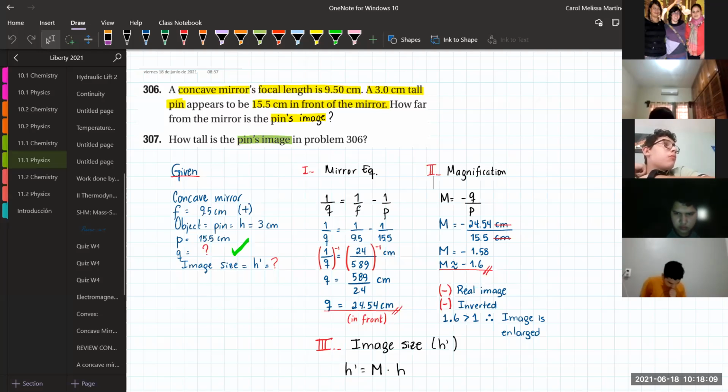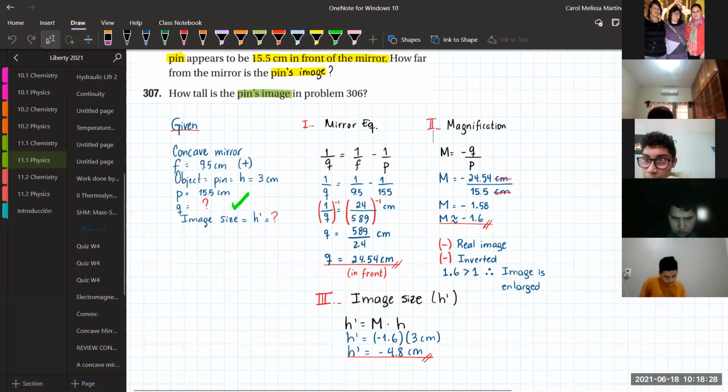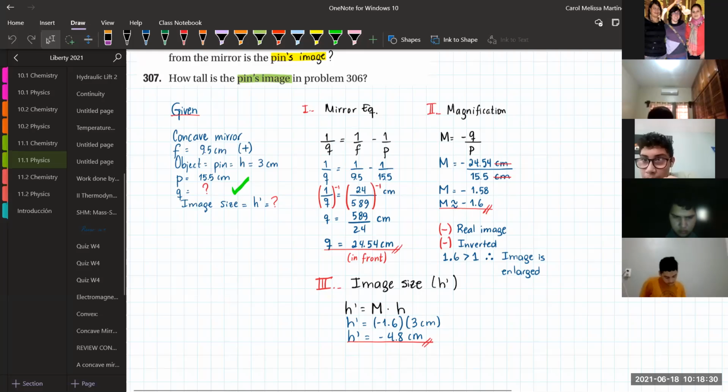So this will be negative 1.6 times the object's height, that is 3 centimeters, and the image height is going to be negative 4.8 centimeters. The negative in this answer means that the image, as we said before, is upside down. That's what the negative means, okay?